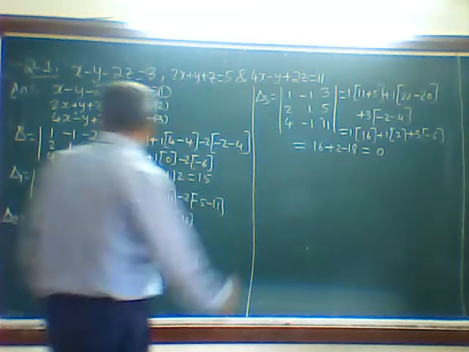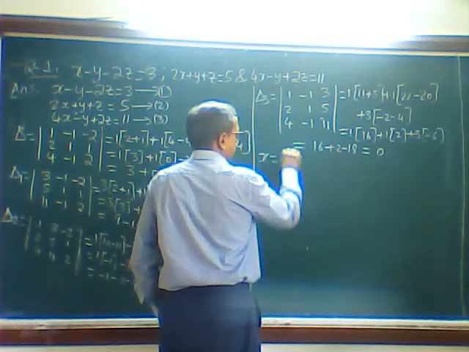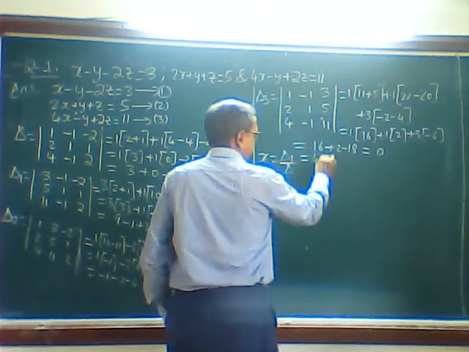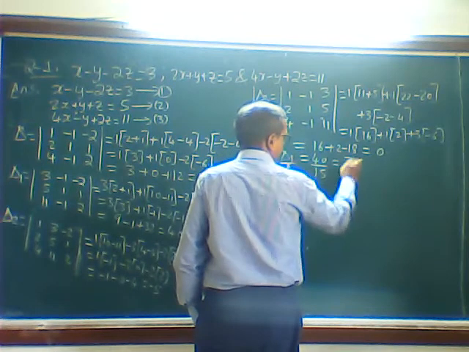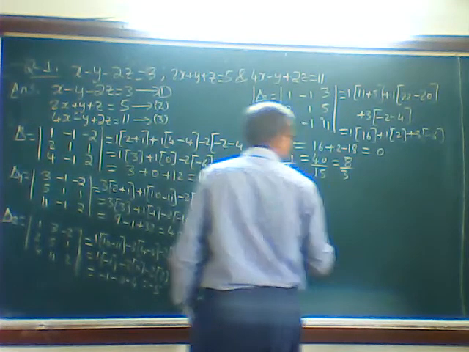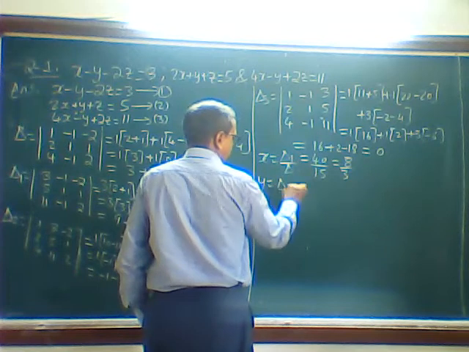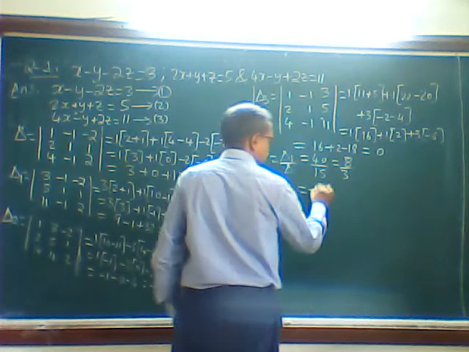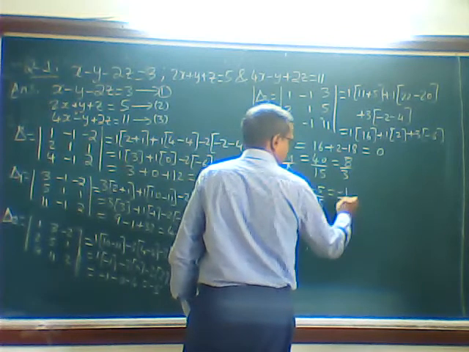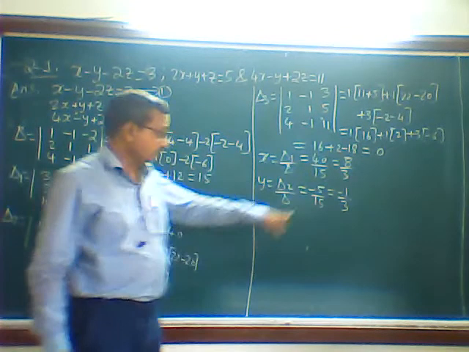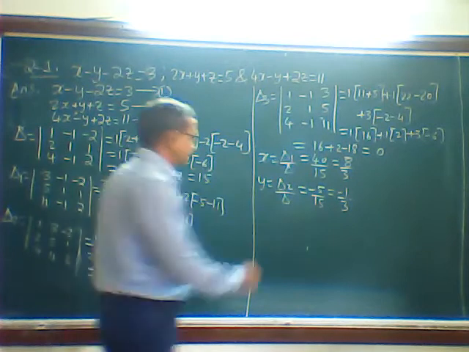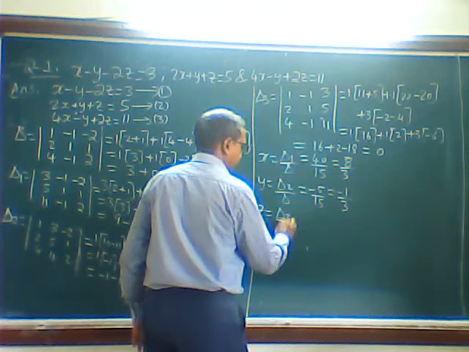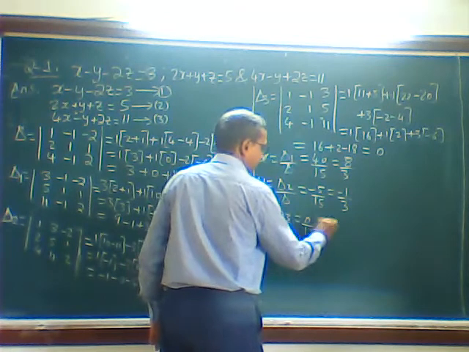Fine. Now we'll check x. What is x? Delta 1 by delta, delta 1 is 40. 40 divided by 15, that is 8 by 3. Then what is y? Delta 2 divided by delta. What is delta 2? Minus 5. Minus 5 divided by 15 is minus 1 by 3. Next z. Delta 3 divided by delta. Delta 3 is 0, upon 15 is 0.